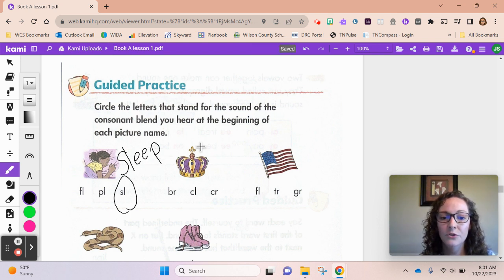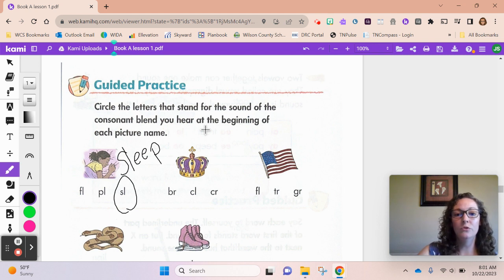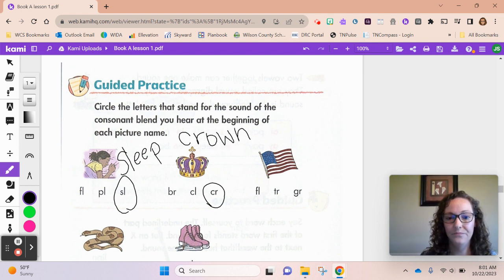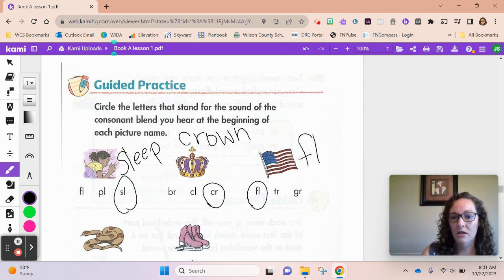The second picture right here, this is a crown, crown. You should choose CR. That is spelled CROWN. The third picture is a flag, flag. Fl is FL, FLAG.